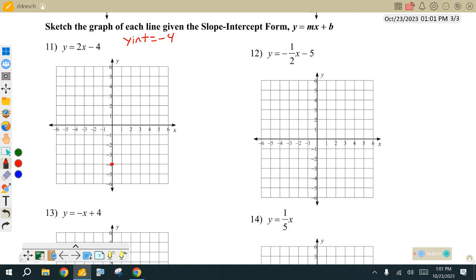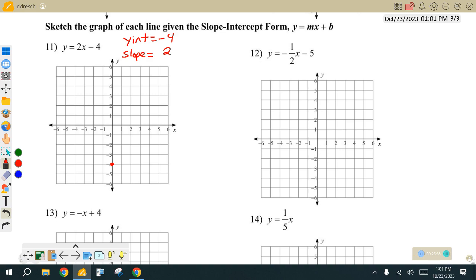Right there. You've got a point to build off of. Now we're going to go play the rise and run game with the slope. What is your slope up there? What's your slope? It's got to be a fraction.